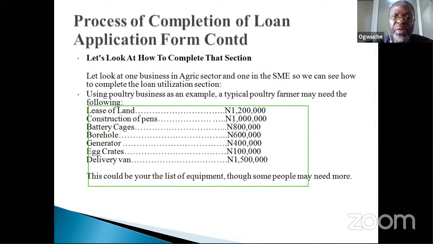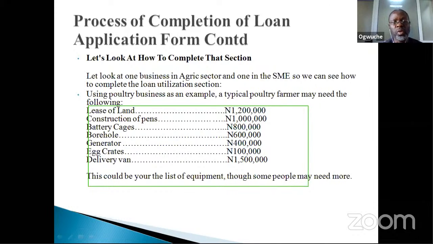A typical poultry farmer may need the following: to lease land at 1.2 million. Construction of pens, which are necessary things if you want to go into poultry, 1 million, set aside 1 million for that. Battery cages, because a poultry farm needs a lot of warming at all times. So you either have a generator or you have batteries to power the electricity generating system in the farm. You could have a borehole, because water is very, very critical.